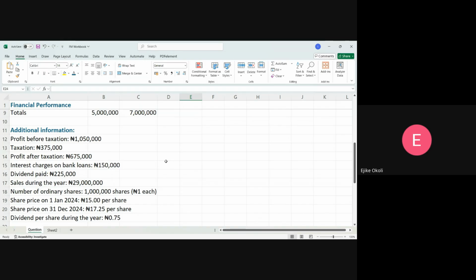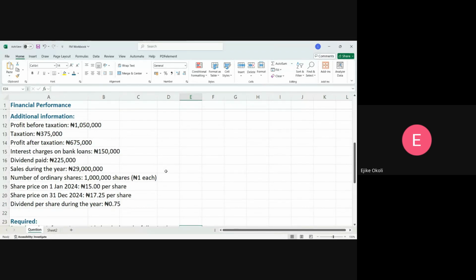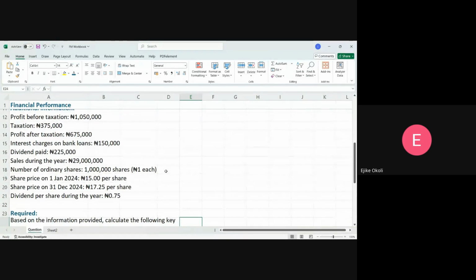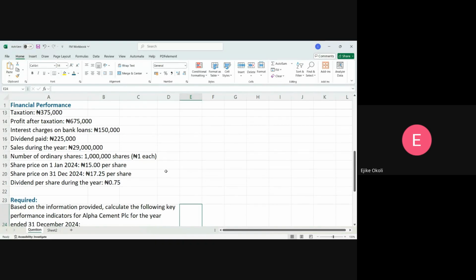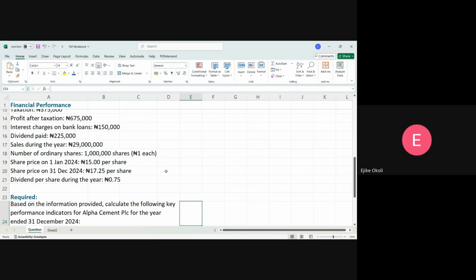Interest charges on bank loan 150,000. Dividend paid 225,000. Sales during the year 29 million. Number of ordinary shares 1 million shares at 1 naira each. Share price on 1st January 2024 15 naira per share. Share price on 31st December 2024 17 naira 25 kobo per share. Dividend per share during the year 0 naira 75 kobo.